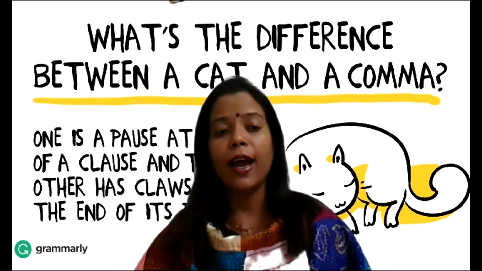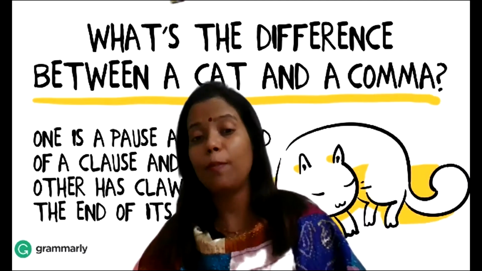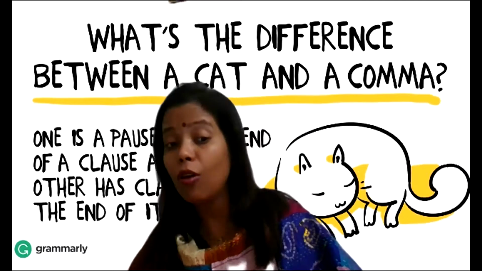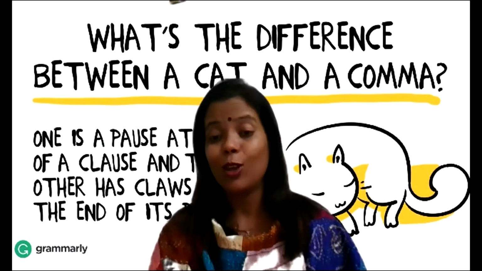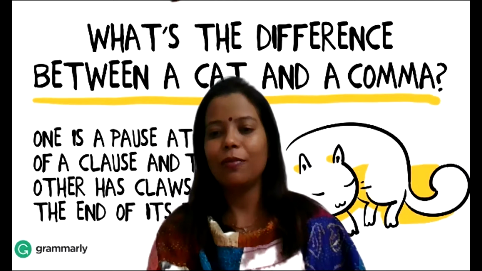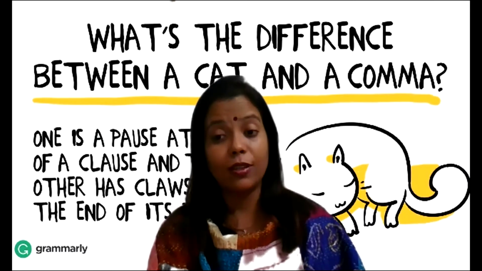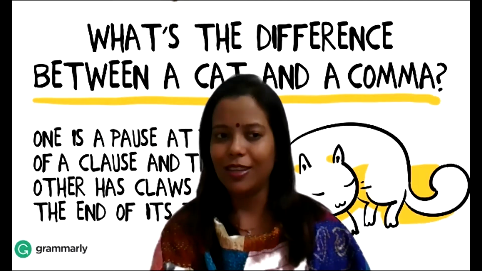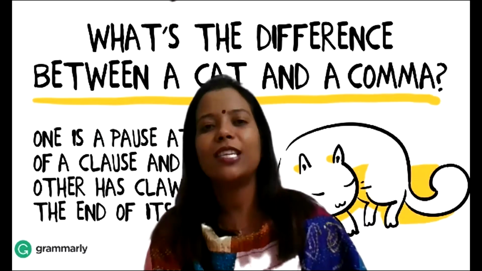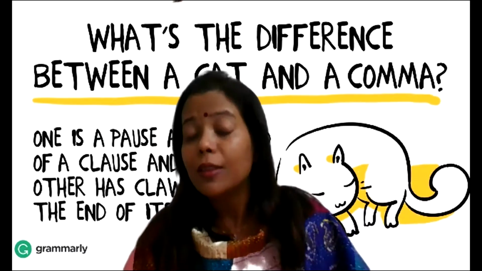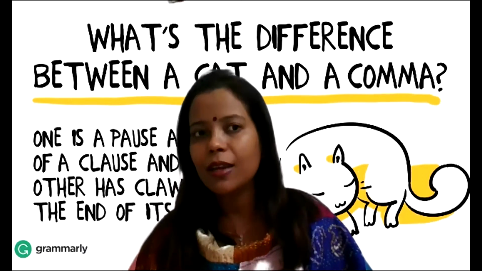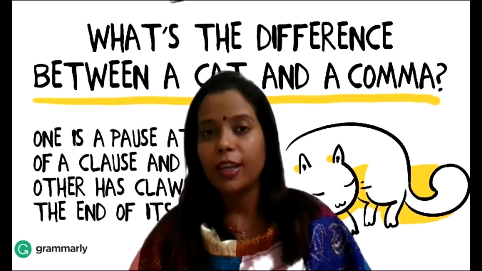All right. And the pun is that one is a pause at the end of a clause and the other has clause at the end of its paws. So you see, we are talking about these paws, cute little paws. It has claws towards the end. And what about clause? They have a pause in the sentence, isn't it? So we'll be dealing with the basic types of clause, okay? And this time we'll be dealing with adjective clause.